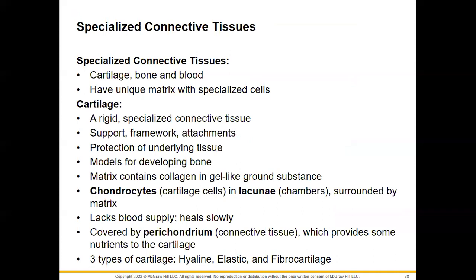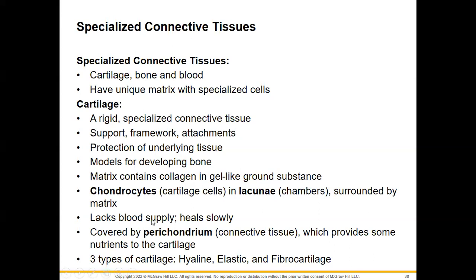And we have our specialized connective tissues. Specialized connective tissues include your cartilage, your bone, and your blood. These are going to have unique matrix associated with these specialized cells. This is why each of these looks so different, because they're specialized. Their matrix is going to be unique for each different type.